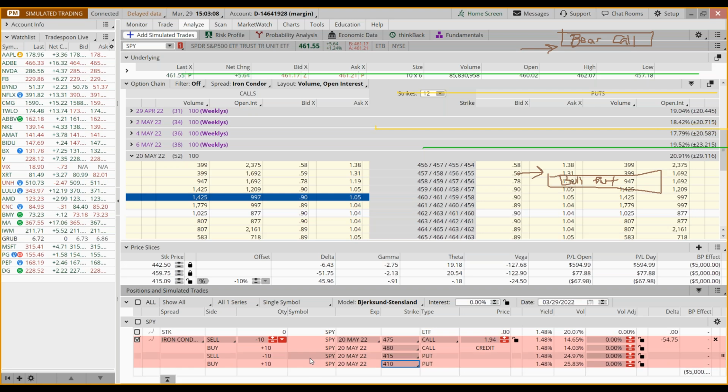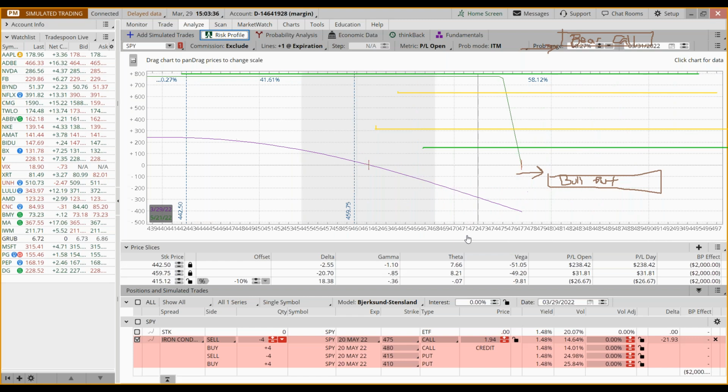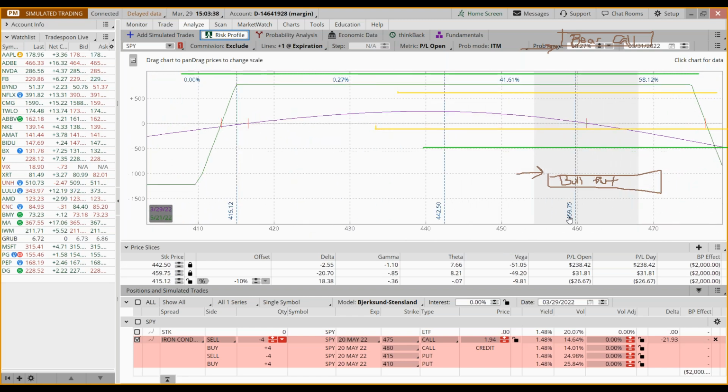And now what do I have? I've got a $1.94 credit. What's my margin requirement? You can see 410 by 415 is $5. 10 times $5 is $5,000. I have $5 on either side, but not both sides. That's why you can see my BP effect here says 5,000. What does this trade look like? So we'll dial this back. Let's maybe just look at 4 contracts. And we'll bring this back.